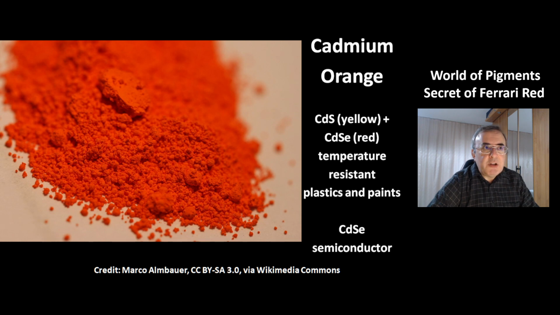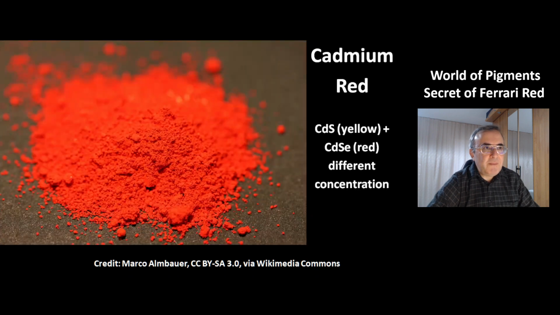This is cadmium orange. It's a mixture of yellow substance cadmium sulfide and red substance cadmium selenide. It is temperature resistant and is used for paints and plastics. And cadmium selenide is also a semiconductor. With different concentrations of cadmium sulfide and selenide, you can make cadmium red.